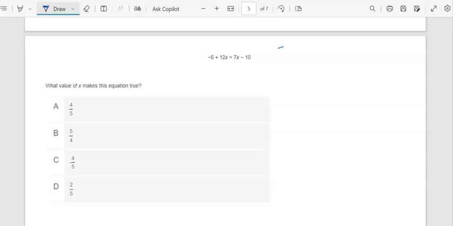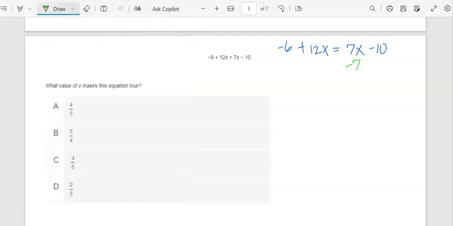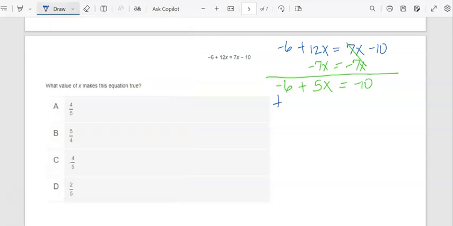Next one, we have negative 6 plus 12x is equal to 7x minus 10. The variable's on the same side, so I'm going to subtract 7x from both sides. This cancels, and then I have negative 6. Then you have 12 minus the 7x is 5x. And that minus 10, so you have negative 10. We're going to add 6 to both sides. This cancels.